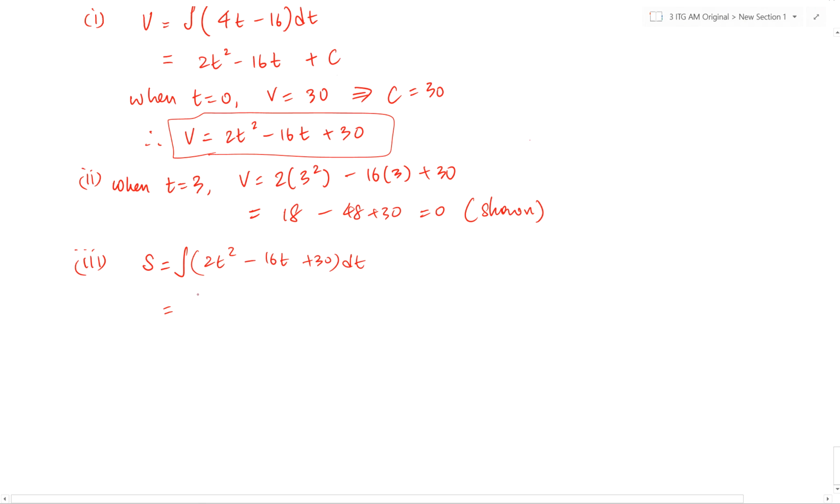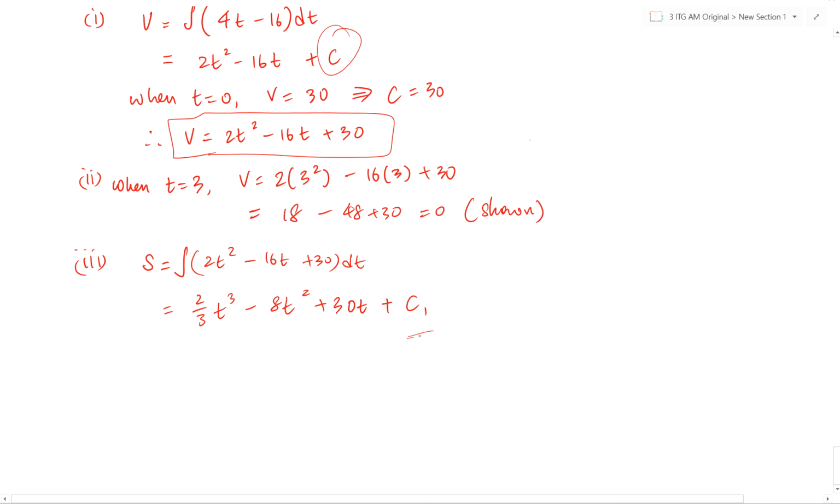Okay, let's do it really quickly. 2 over 3 t cubed minus 8t squared plus 30t plus, should I leave it as C? C1. Yeah, let's call it C1 because earlier on in the same question, I've already used C. Do you understand? So we don't want to confuse anybody. It is a different C from part 1. See, in part 1 you've already used C. So when in the same question you have another integration, please make the two C's different. So this is C1.